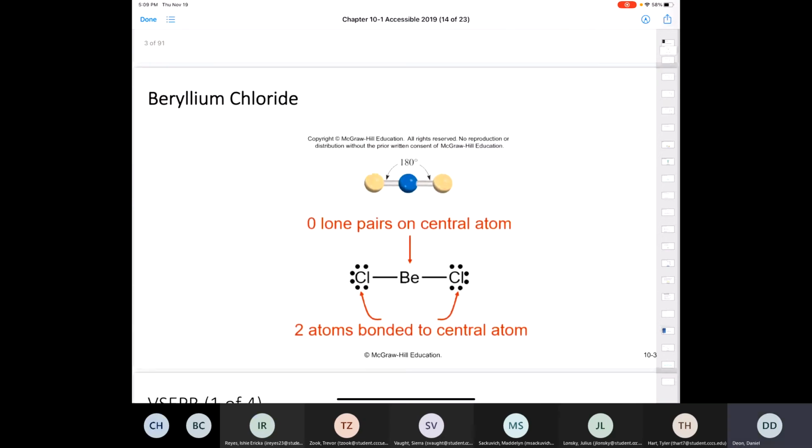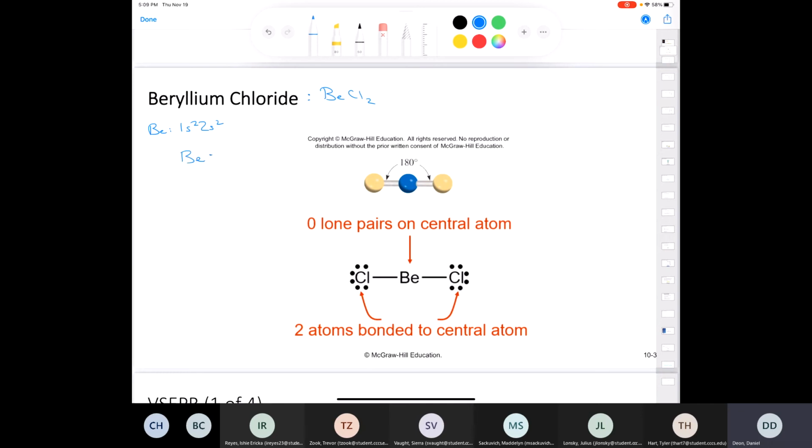If we look at beryllium chloride, we've spent enough time looking at nomenclature in this class. Nomenclature comes up every lecture in general chemistry. Beryllium chloride is BeCl2. Where's beryllium? It's the fourth element in the periodic table. If you look at the electron configuration of beryllium, it's 1s2, 2s2. So that means the Lewis structure of beryllium has two unpaired electrons like that. Everybody should be able to draw the Lewis structure of beryllium chloride, which is shown right here, because chlorine has seven valence electrons.